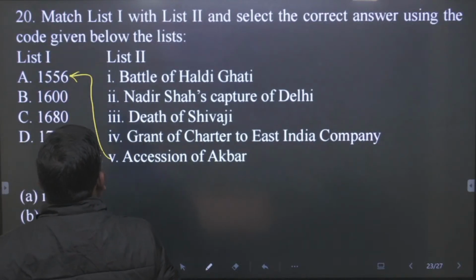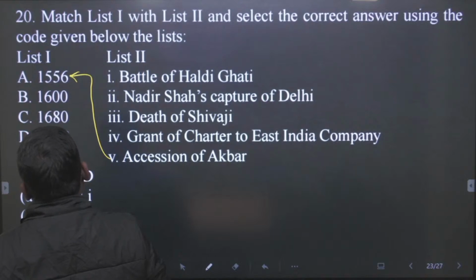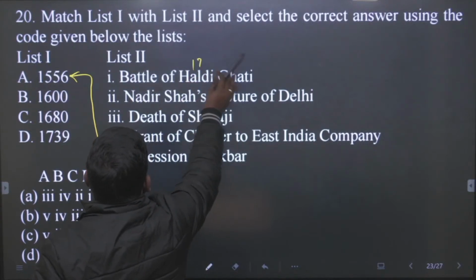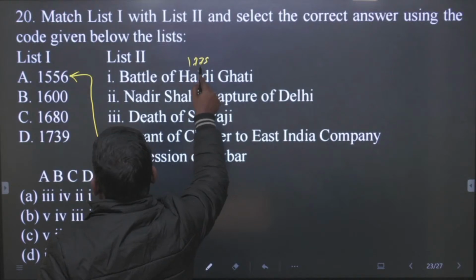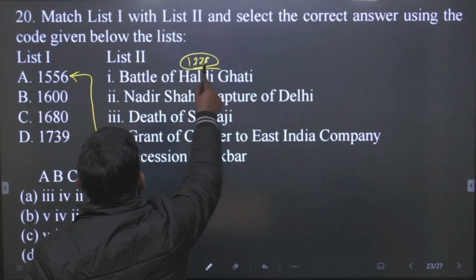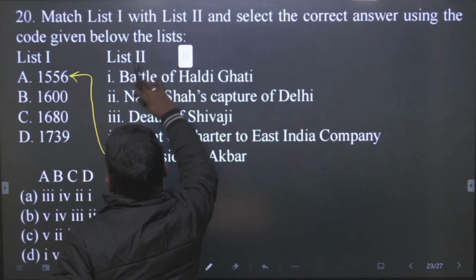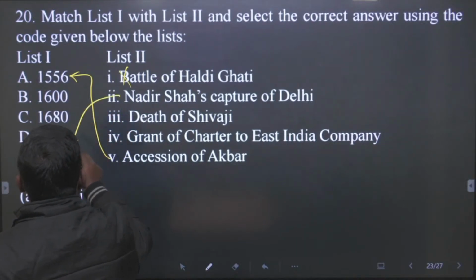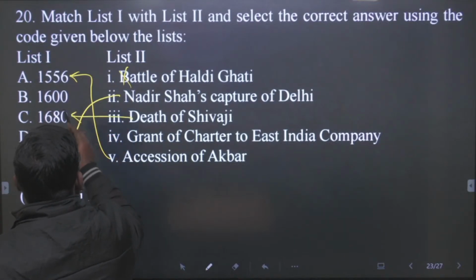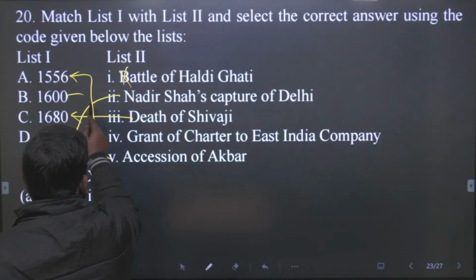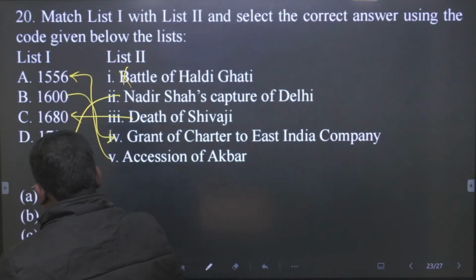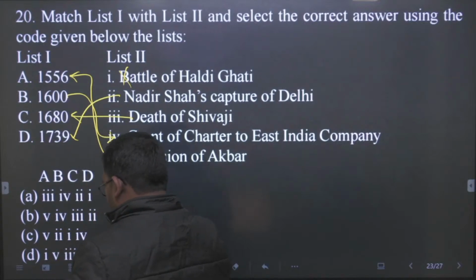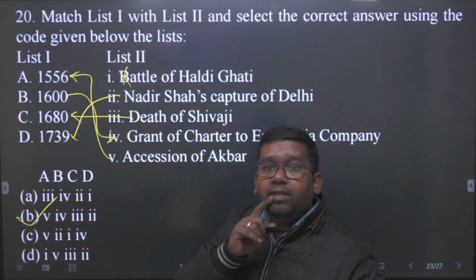1556. The Battle of Haldighati was fought in 1576. So technically this question's answer is not here, we won't write this. Nadir Shah had captured Delhi in 1739. Shivaji had died in 1680, and in 1600, the Grand Charter of the Company. So A goes to 5. So the answer of our question will be B. So B will be the answer of this question. Okay.